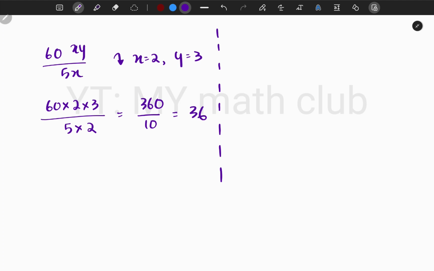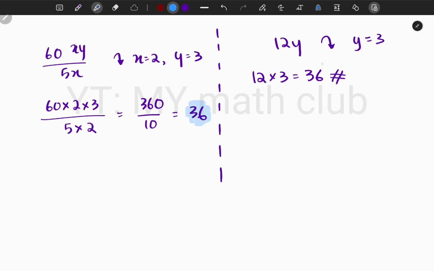And for the simplified expression 12y, in this case there is no x, so we don't have to substitute for that. But again, we're going to substitute y as 3, and let's see what we get. 12 times 3 equals 36, and would you look at that.